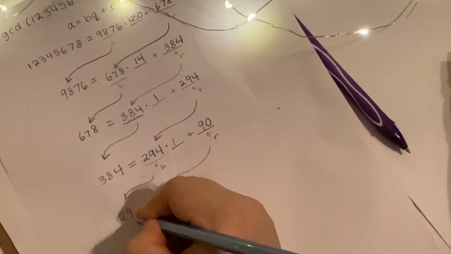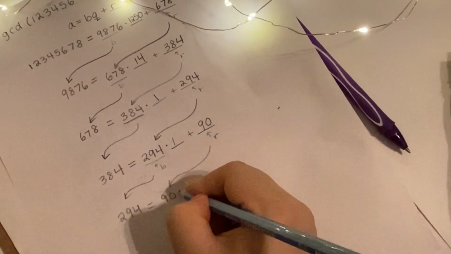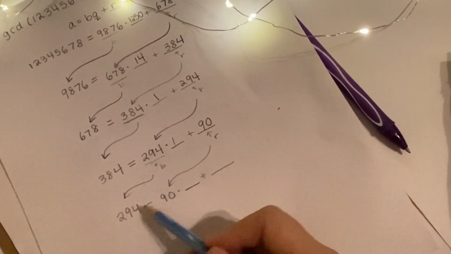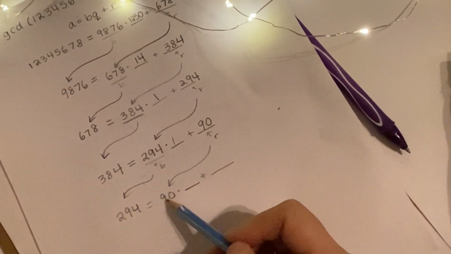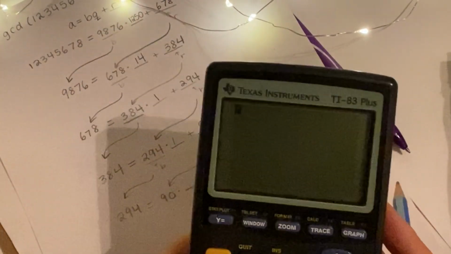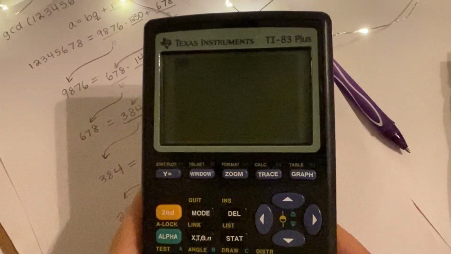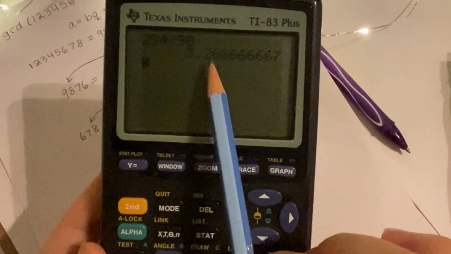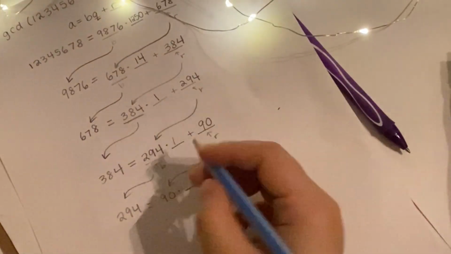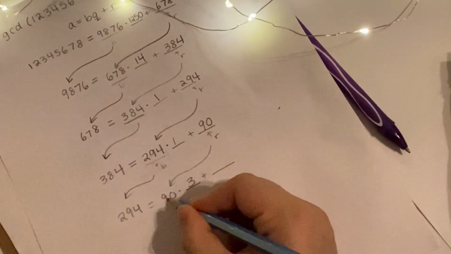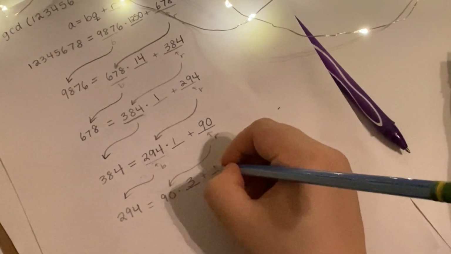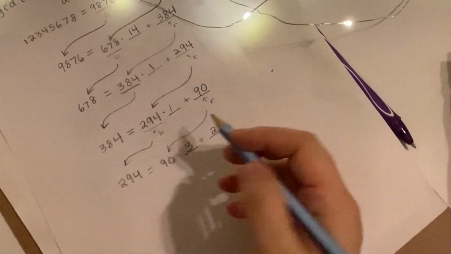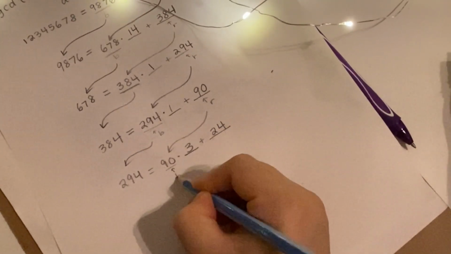So we have 294 equals 90 times something plus something. So in this case, 294, 90. So that'll be, I think, 3. But let's do it. 294 divided by 90 is 3.26667. So we're going to round down to 3, leaving us with 270. So the remainder will be 24. And then we just keep on going. At this point, this is B and this is R.